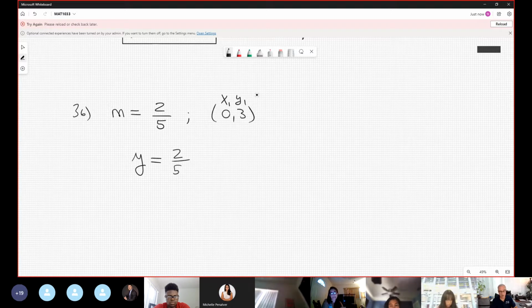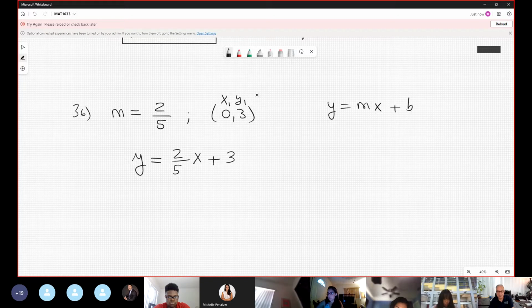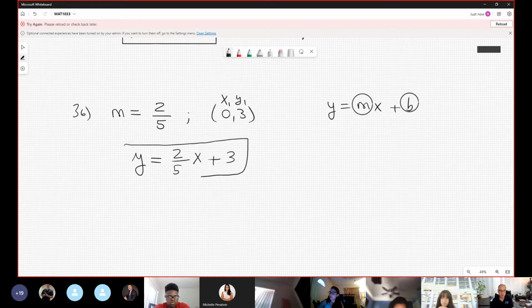You forgot, like me, always the variable. Oh, x plus 3. Yeah. Look at the formula: y equals mx plus b. The action was replace m for 2/5, replace b for 3, and don't forget the variable, y and x.